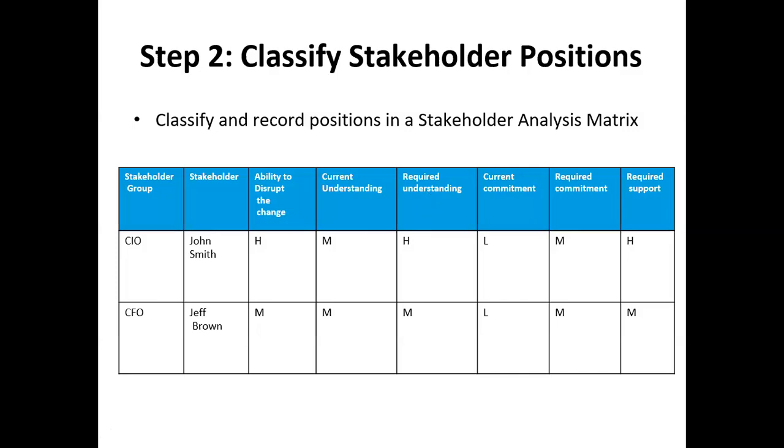Next, current commitment is low. John Smith's commitment is very poor, very low; he is unable to give much time. The required commitment is medium. Required support is high. Got it?